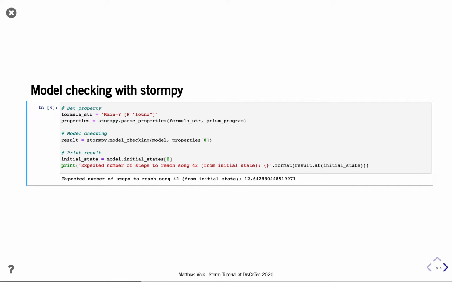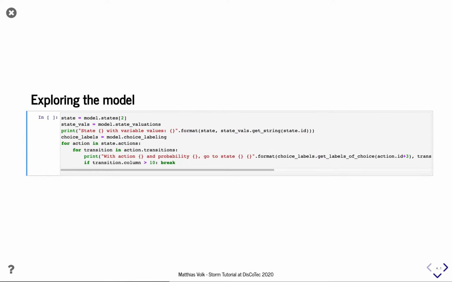So far, so good. That is basically the same approach as we would have done with Storm. So basically we pass our file, we prepare our property, and then we use both of them to model check. So basically this is the same as in the command line interface, but as we are now having a Python interface, we can of course do more. And one of the first things we can do is to explore the model. In Storm, usually you only got the number of states and that was it. But here now we can get some more information.